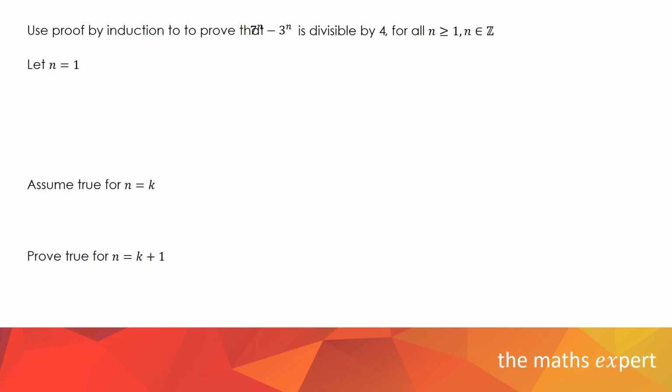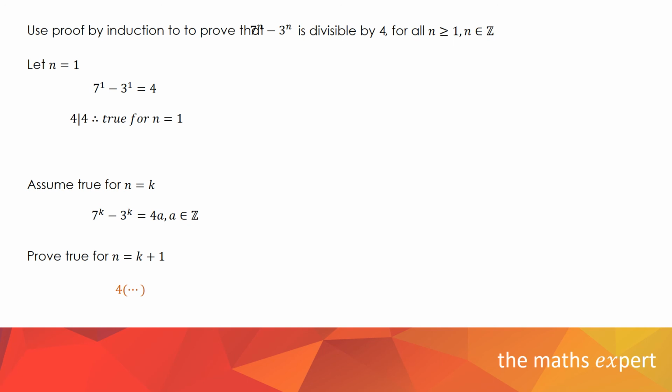I will go through another example of divisibility to show you that just because there are two terms with a variable power, the process does not change. Again, for n equals 1, the process is the same, and my assumption and my goal are also the same. I want to finish with an expression of the form 4 times an integer.